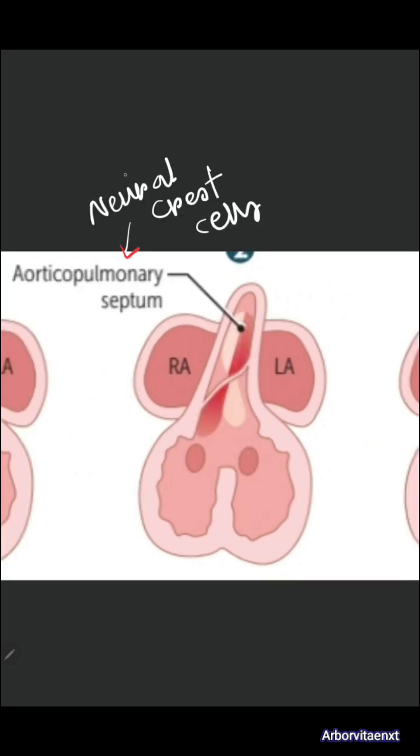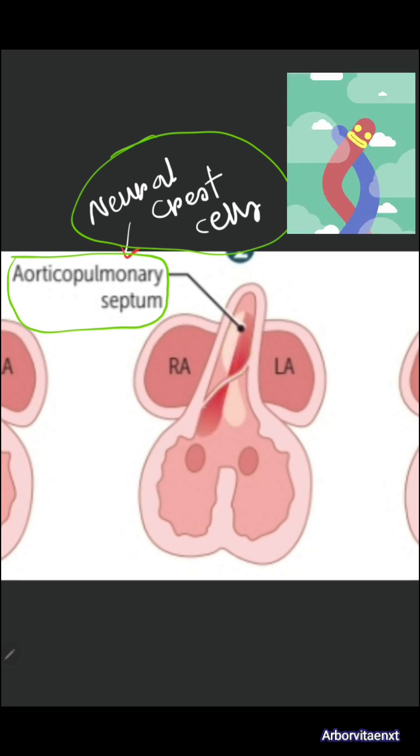So in the next stage, what happens? The neural crest cells migrate to form a structure known as aorticopulmonary septum. You can see it here. This structure is known as the aorticopulmonary septum. So what is happening here? It rotates. Basically, you can see it is a twisted or a spiral structure. You can see it is twisted here.